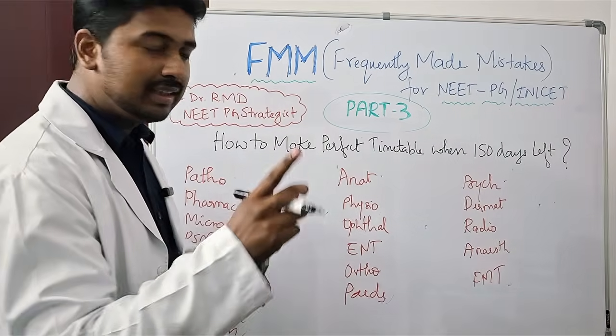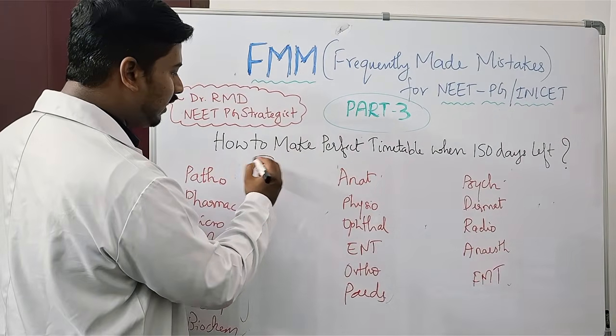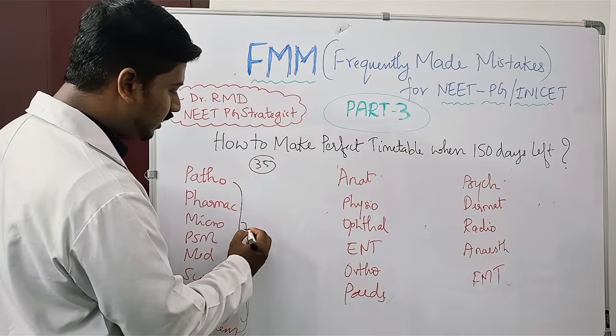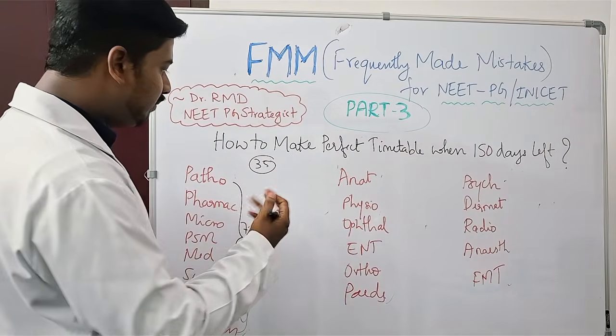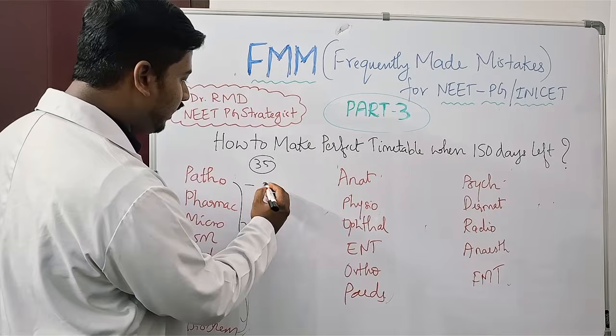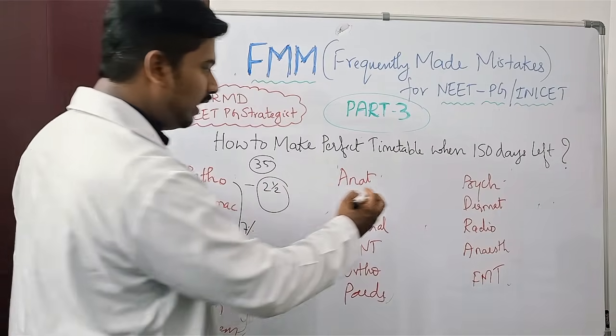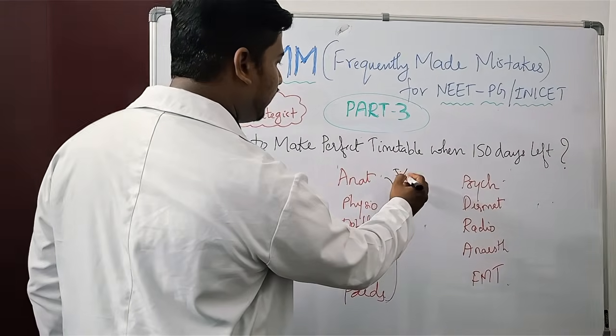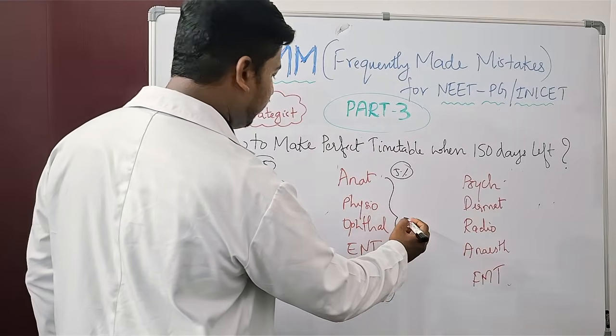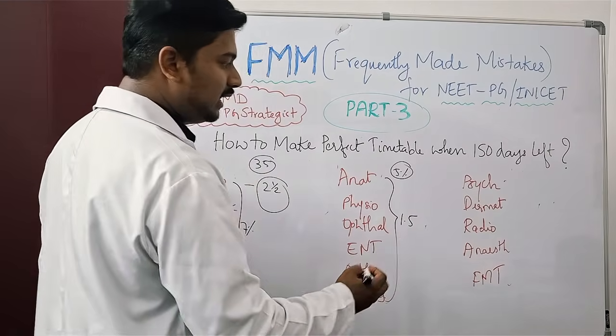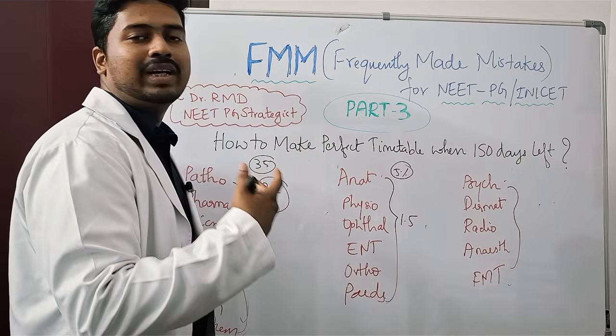So for the first revision, that is the second read, you have a total of 35 days, and you know that each of these subjects should get 7% time each. That means each subject will correspond to roughly 2.5 days here. Here each subject should get 5% of the time, which will correspond to almost 1.5 days each, and this will be completed in whatever time is left.